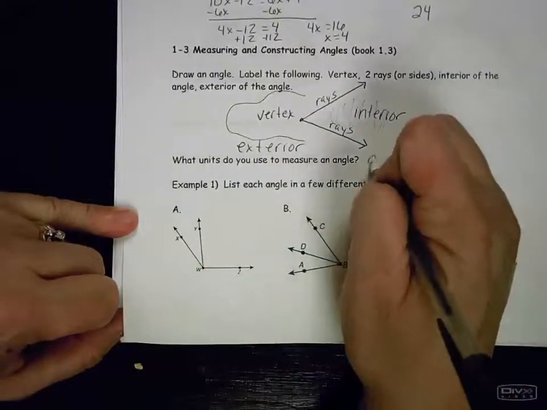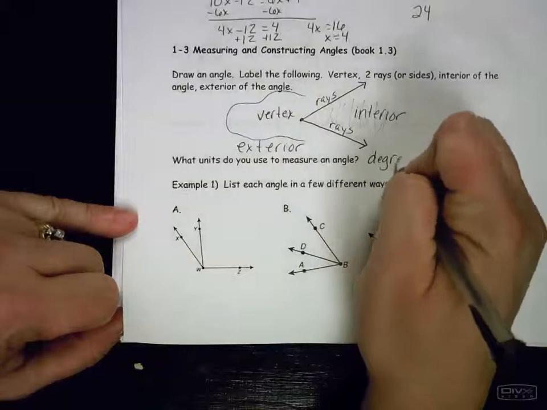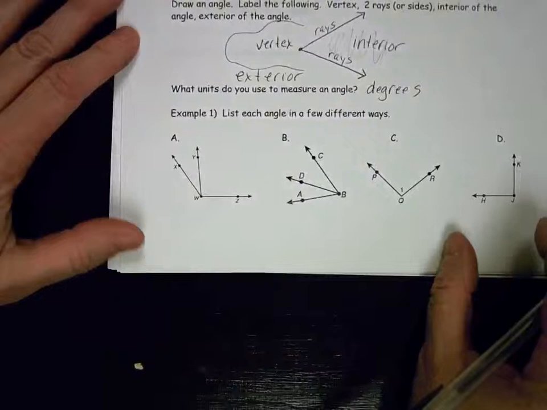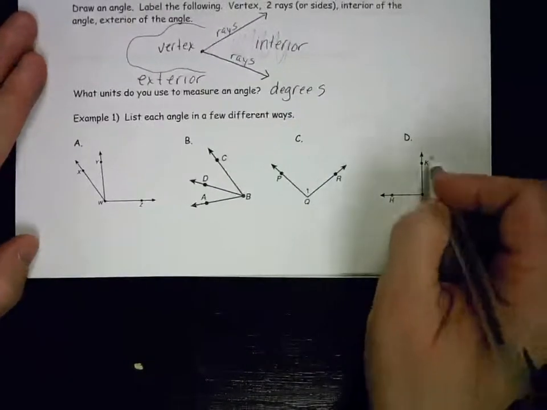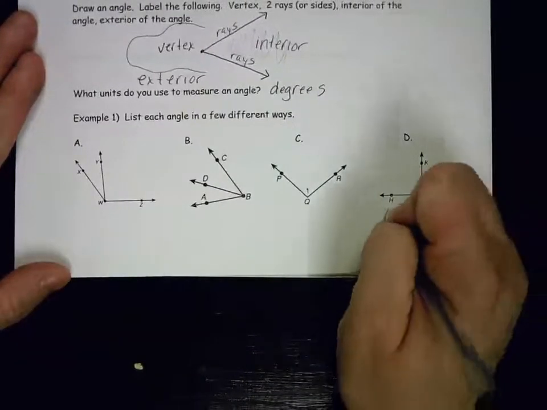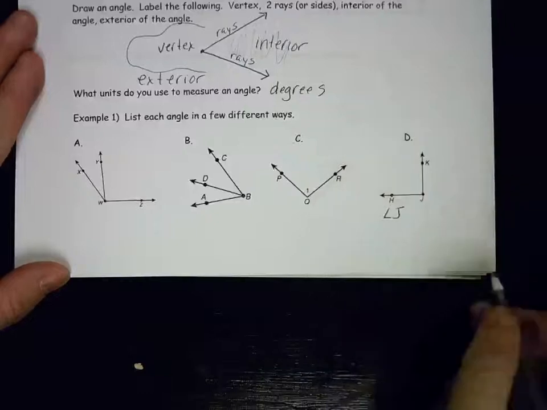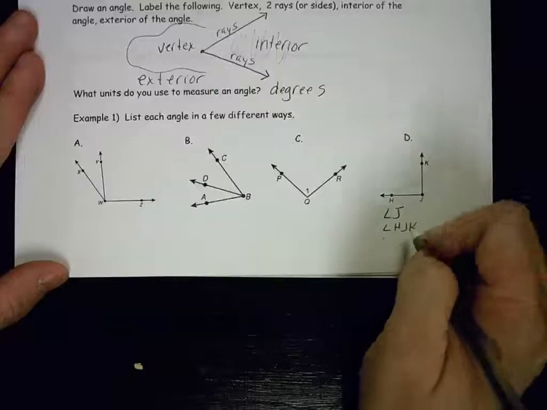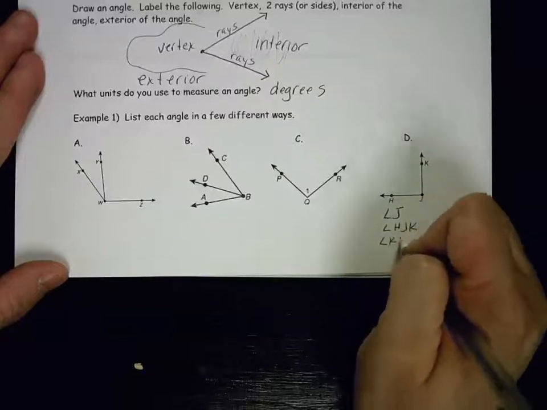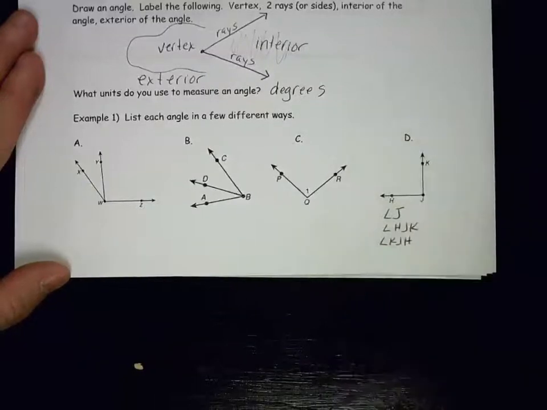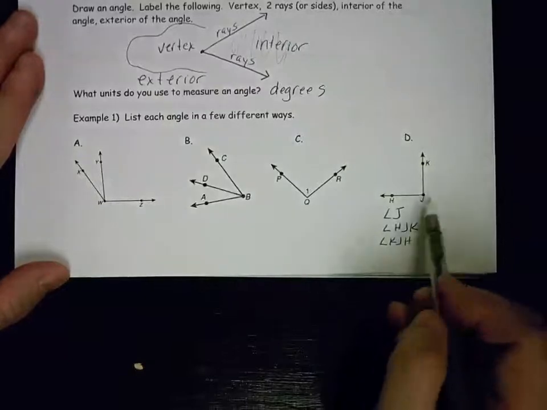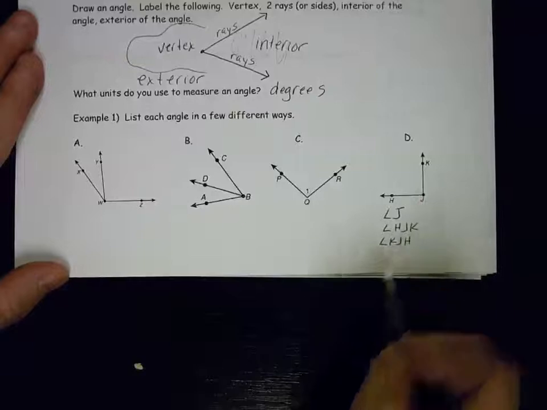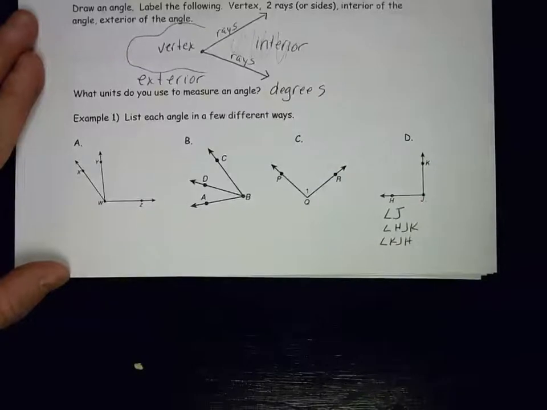You use degrees to measure angles, and you can name angles in a couple different ways. Let's start over here on the left. You can name this three ways. You could name this angle J. You could name this angle HJK, or you could name this angle KJH. Now the vertex has to be in the middle, so just make sure you have the vertex in the middle.